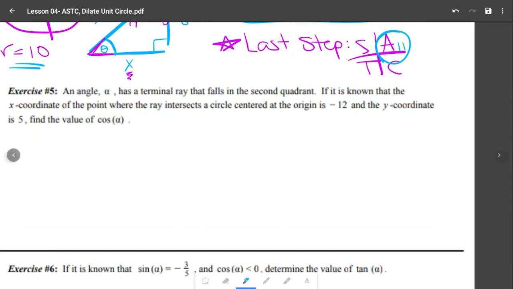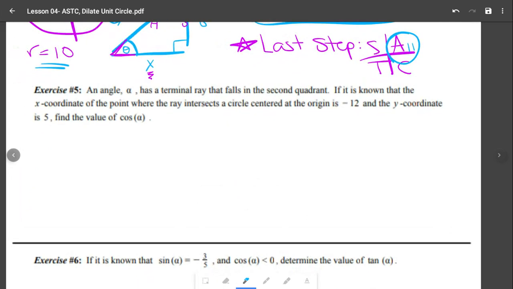Okay, question 5. An angle alpha has a terminal ray that falls in the second quadrant. It is known that the x-coordinate of the point where the ray intersects a circle centered at the origin is -12, and the y-coordinate is 5. Find the value of cosine of alpha.